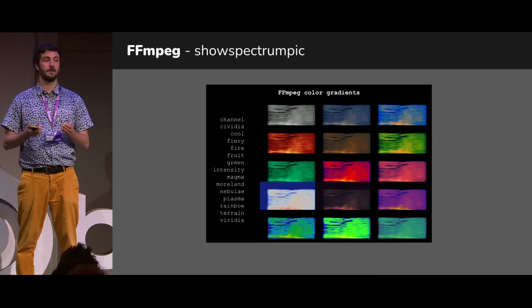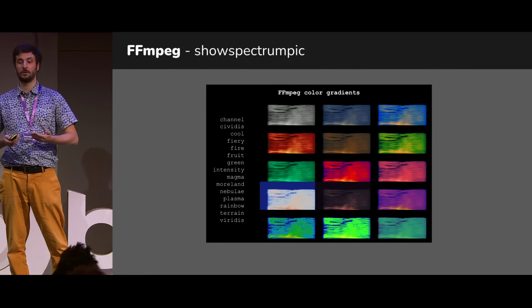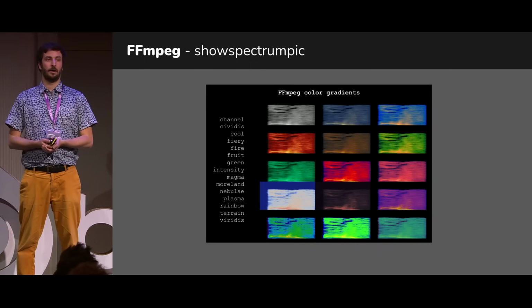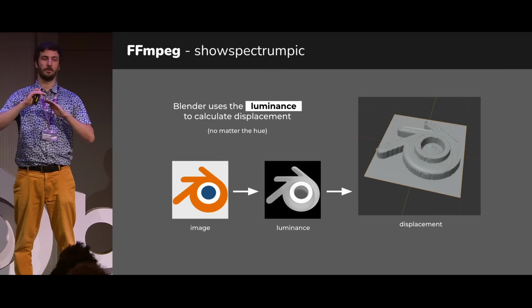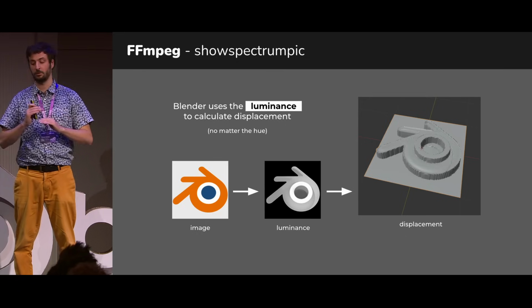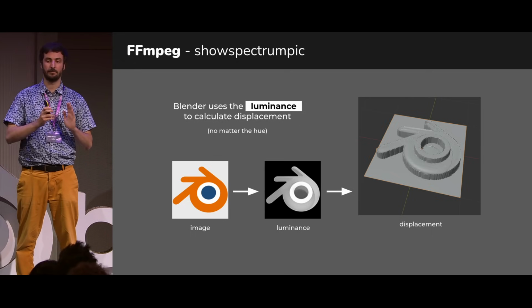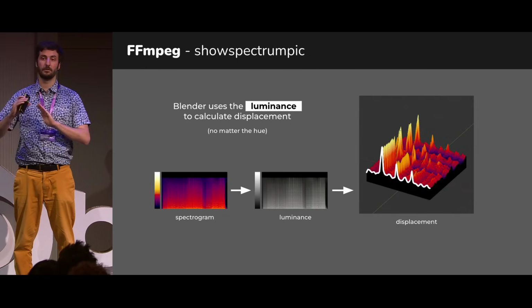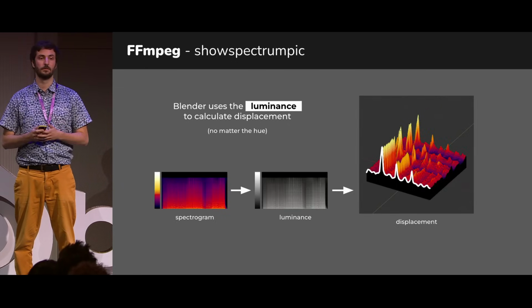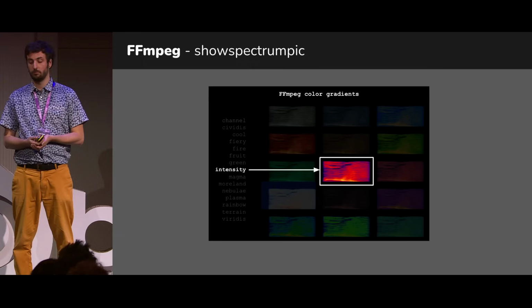FFmpeg gives us 15 image gradients to choose from. They're all pretty, but I didn't know which one was the best. After some testing, I understood it didn't matter, because Blender uses the luminance of the image to calculate the displacement. So the hue, color have not that much of an impact on it. It will only use the luminance to calculate the displacement. In the end, I stuck with the default one called intensity, which looks cool.